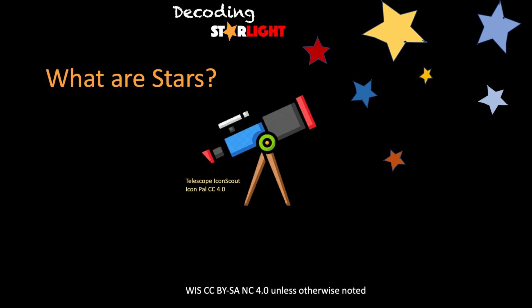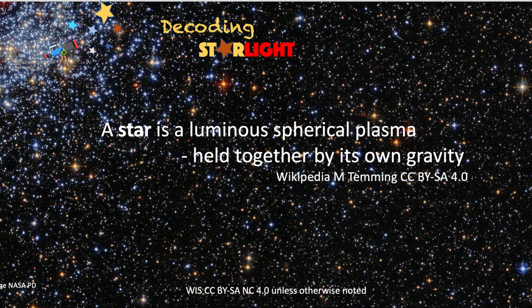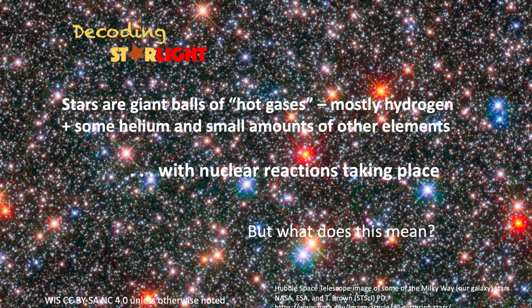We're going to look at Decoding Starlight, but before that, let's discover a little bit more about stars. One definition might be a luminous spherical plasma held together by its own gravity, or they're giant balls of hot gases, mostly hydrogen, some helium, and small amounts of other elements, and nuclear reactions are taking place. But what does this mean?